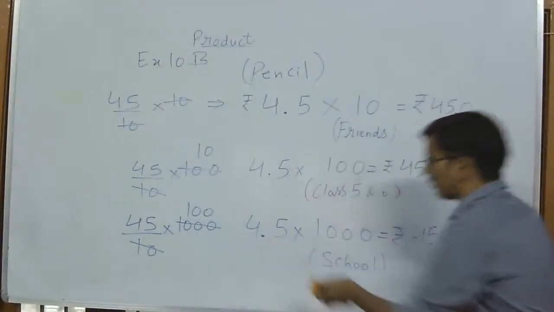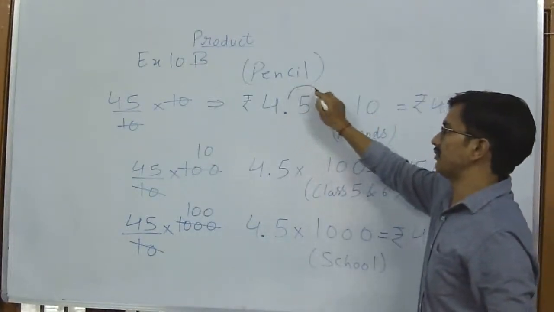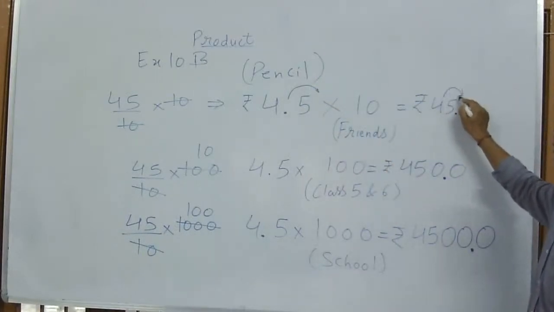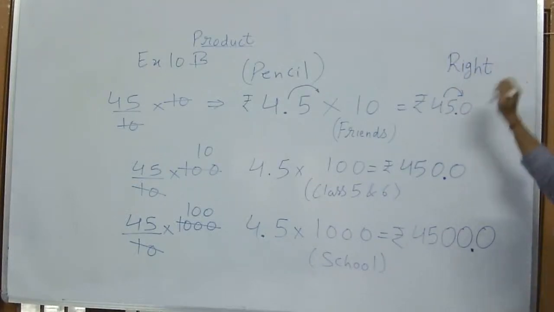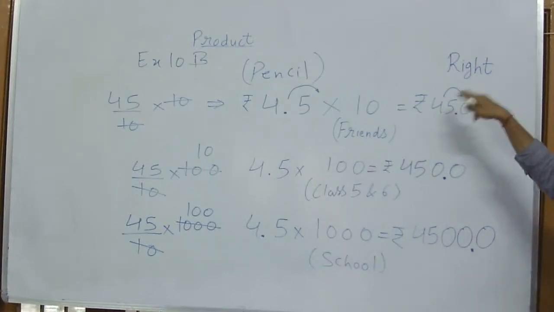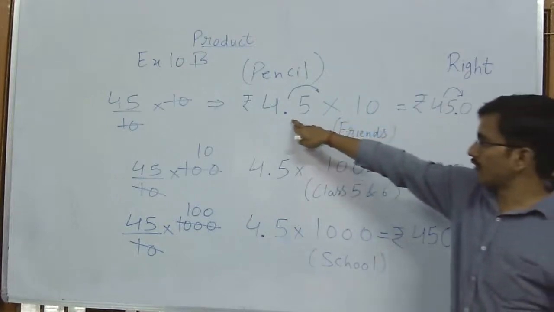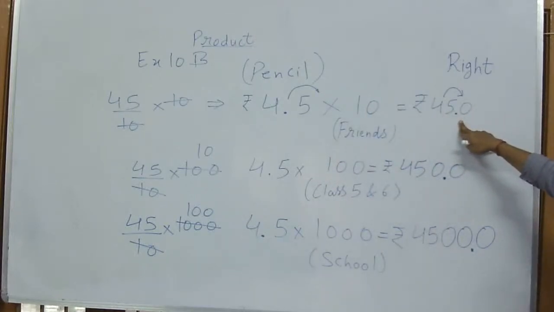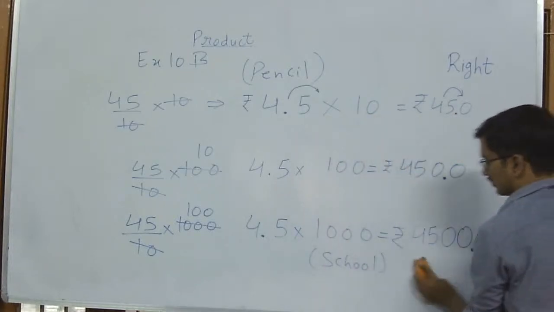But now when we multiply it by 10, what happened? The decimal jumped how many places to the right? In the first one, 4.5 becomes 45. How many places did the decimal jump? If 4.5 becomes 45, how many places does the decimal jump here?